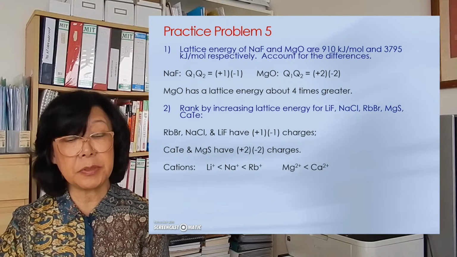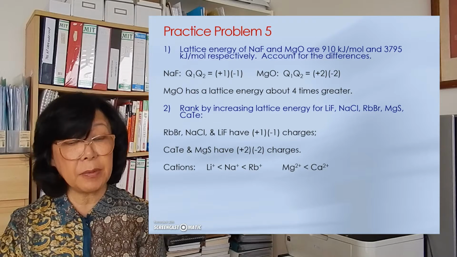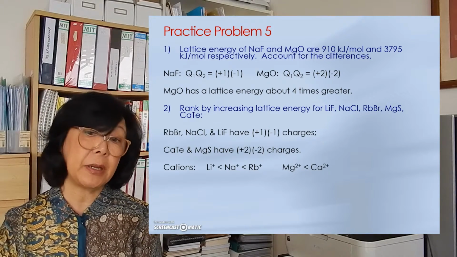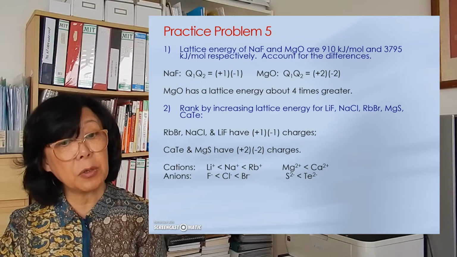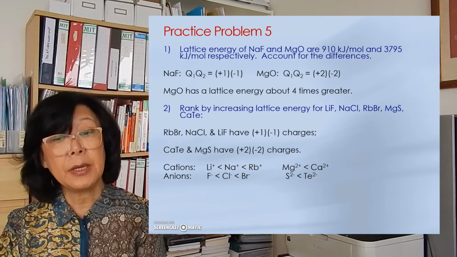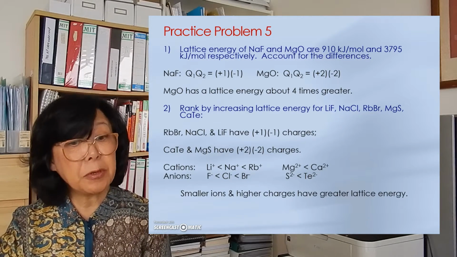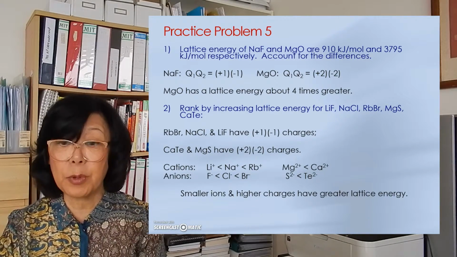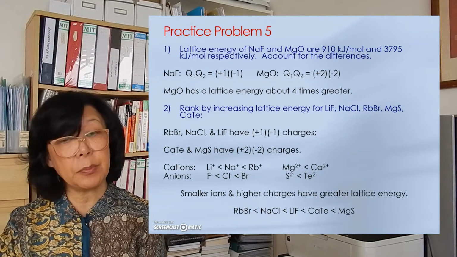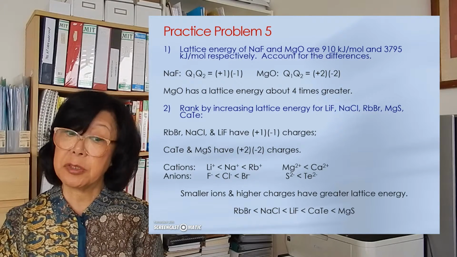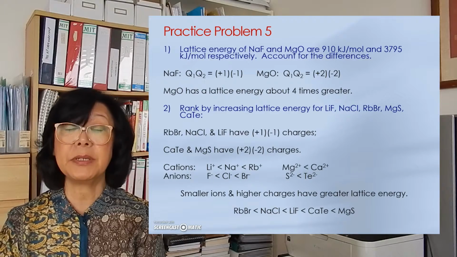Also in terms of size, among the cations, rubidium is bigger than sodium, which is bigger than lithium ion, and calcium ion is bigger than magnesium ion. For the anions, bromide is larger than chloride, which is larger than fluoride ion, and telluride is bigger than sulfide ion. Remember, smaller ions and higher charges would have greater lattice energy. Therefore, the ranking will start with rubidium bromide. The next bigger one will be sodium chloride, and then LiF, and then calcium telluride, and then magnesium sulfide.